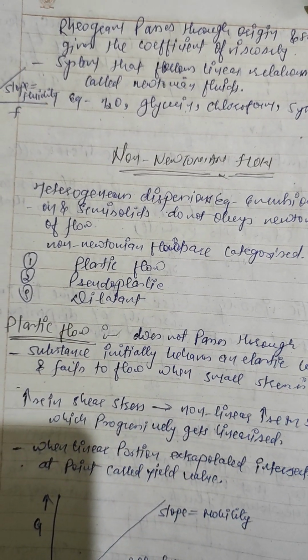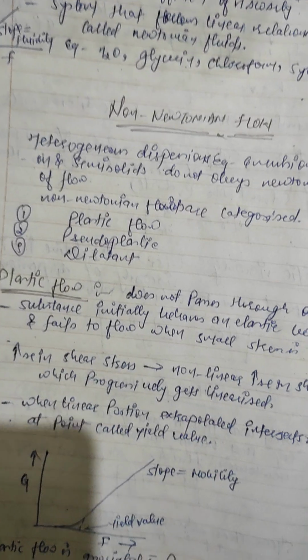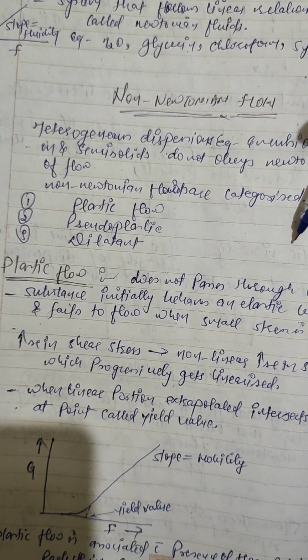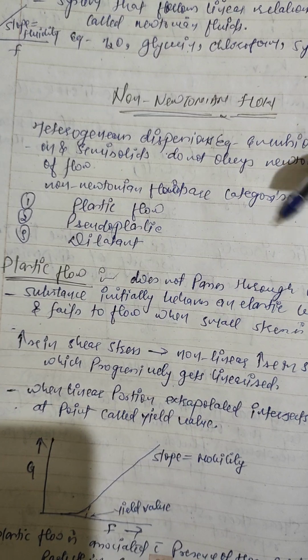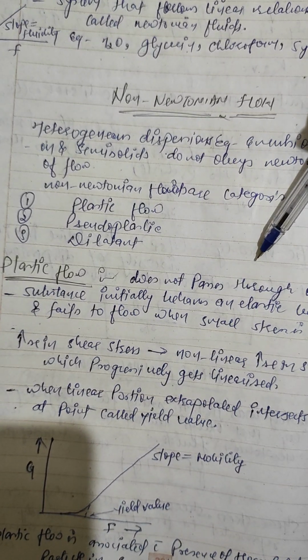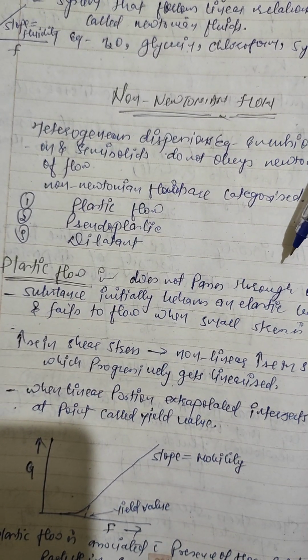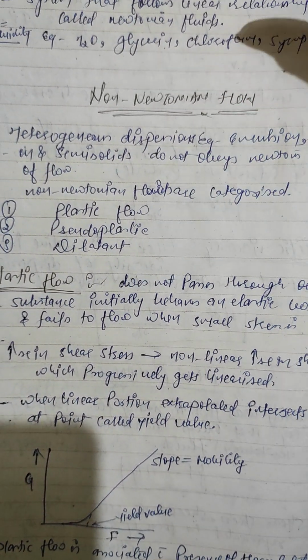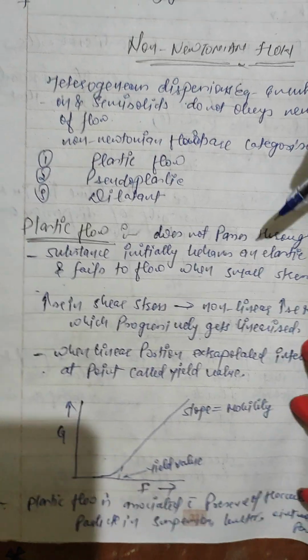Yesterday we saw the plastic flow. And what was plastic flow? Until and unless a shear stress more than the yield value is applied on a particular liquid, it will not flow. What I mean by this is, we saw the rheogram, right?